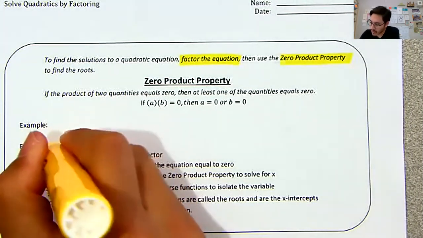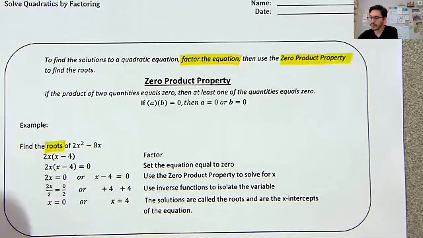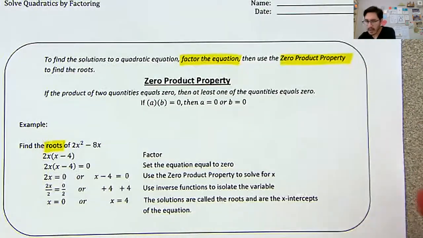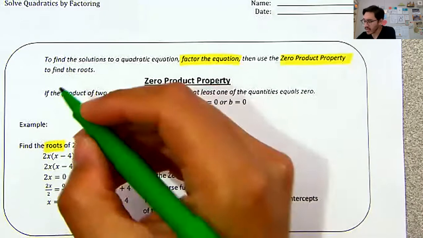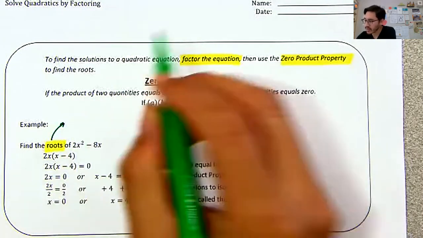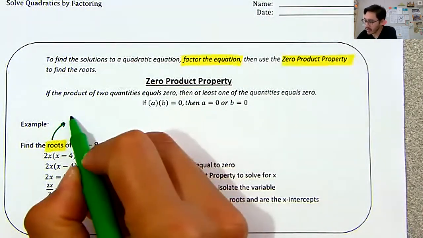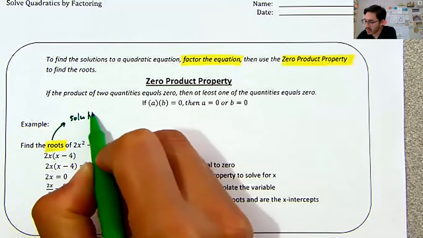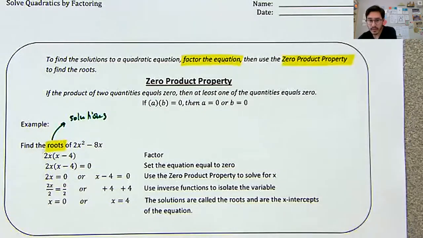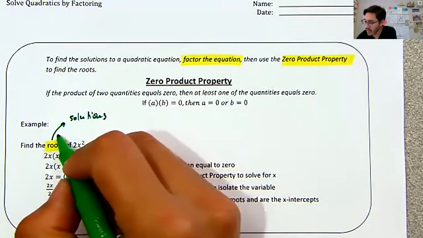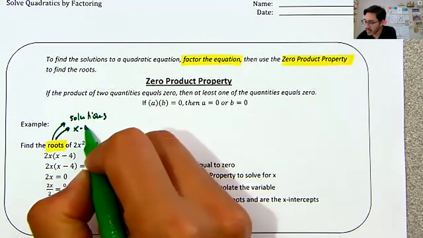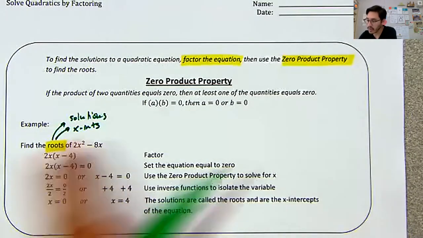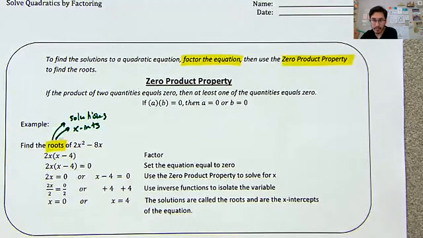So that's a new word, right? Roots. We might get more into this in a future video, but the roots are going to be the solutions to the equation, right, when we set it equal to 0. Okay. It also represents the x-intercepts, right? If we were to graph this quadratic function, graph the parabola, right, the roots are going to be the locations where it crosses the x-axis.